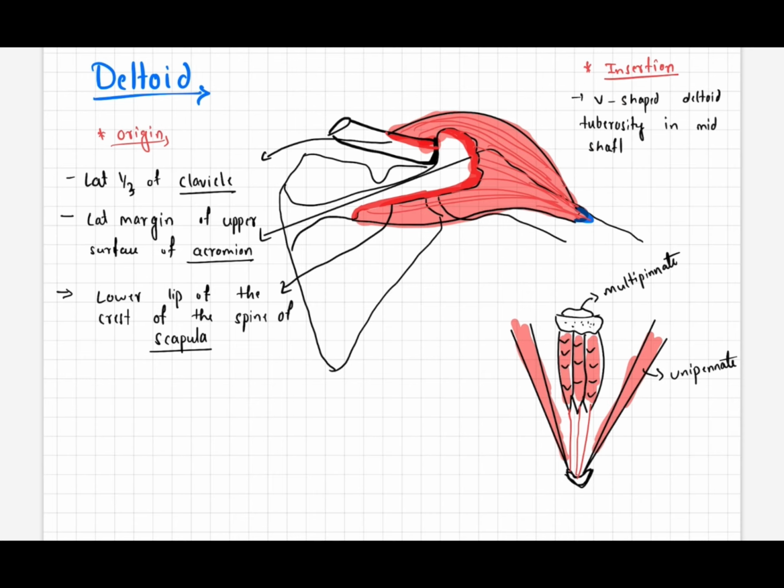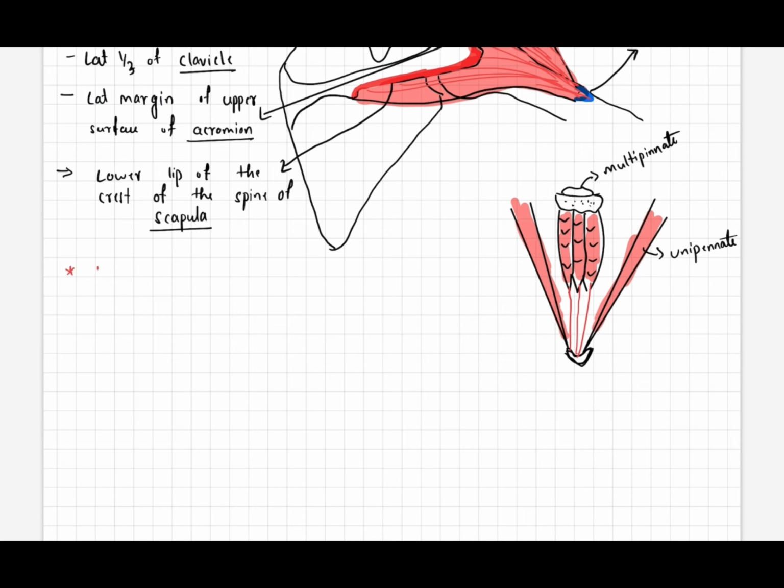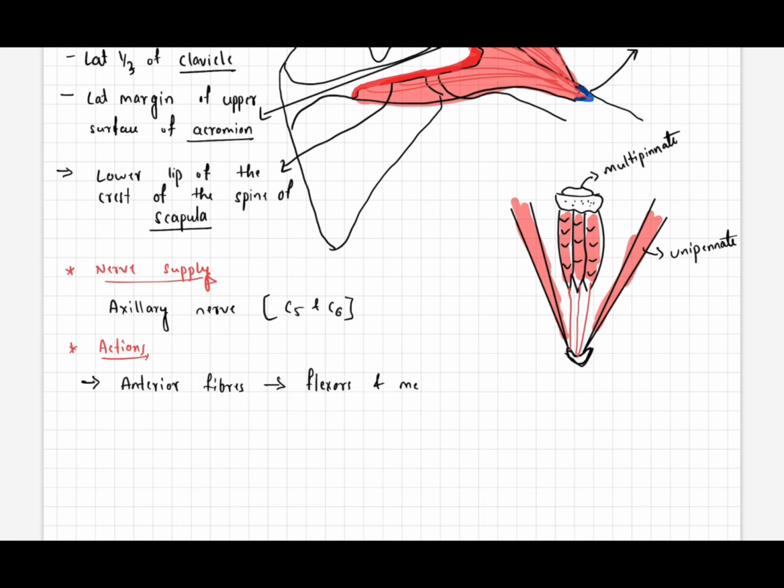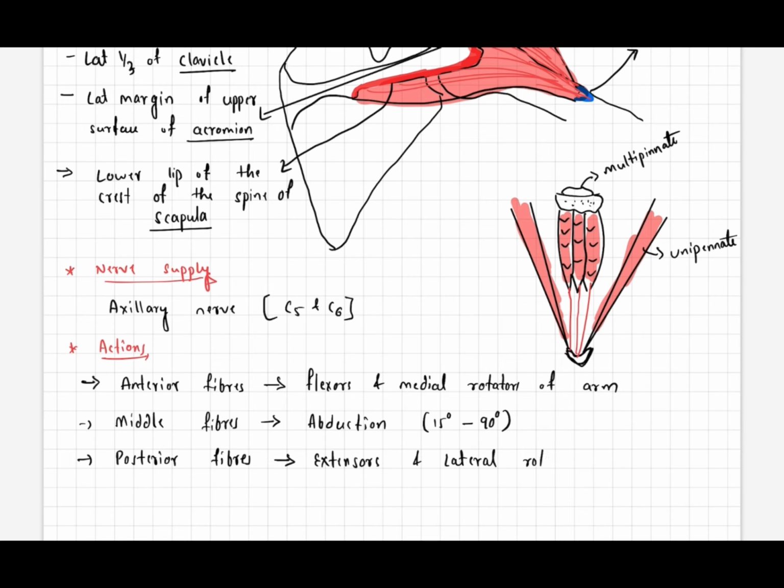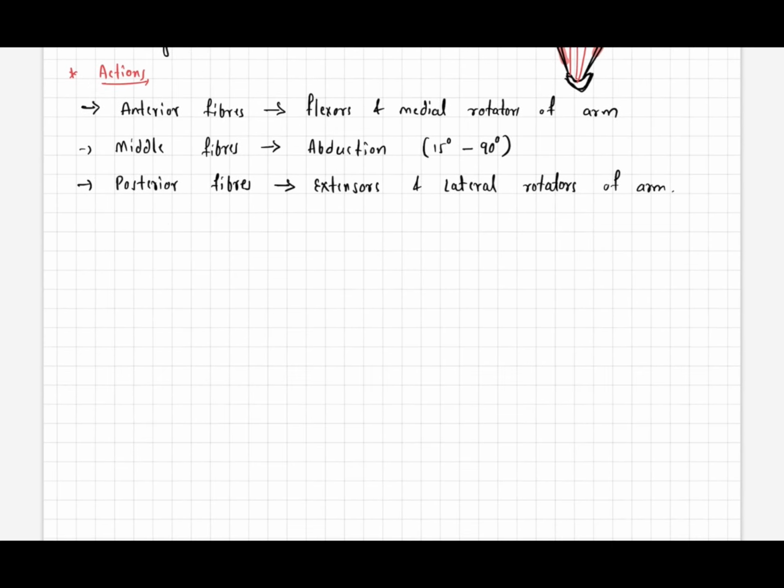Insertion. All these will be inserted into the V-shaped deltoid tuberosity on the lateral aspect of the midshaft of the humerus. Nerve supply by axillary nerve C5 and C6. Actions. Anterior fibers help in flexion and medial rotation of the arm. Middle fibers help in abduction from 15 to 90 degrees, and posterior fibers help in extension and lateral rotation of the arm.